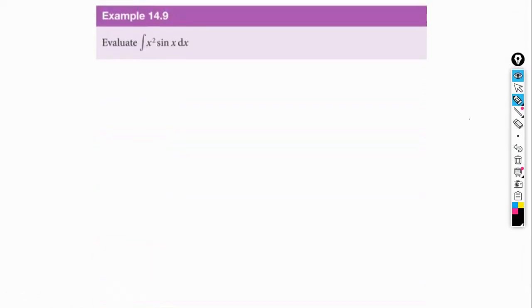Okay, so next we are on example 14.9, and it says evaluate the integral of x squared sine of x dx. So it's easier to make sine of x dx the derivative of v, and x squared, we can make it u. So the derivative of u is going to be 2x dx. And then if the derivative of v is sine of x dx, then the integration of that, which is v, is going to be minus cosine of x.